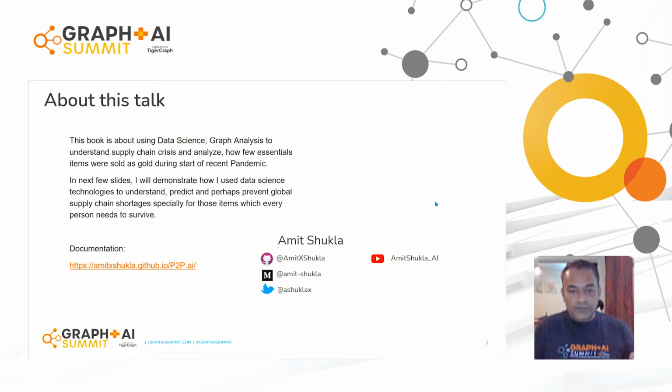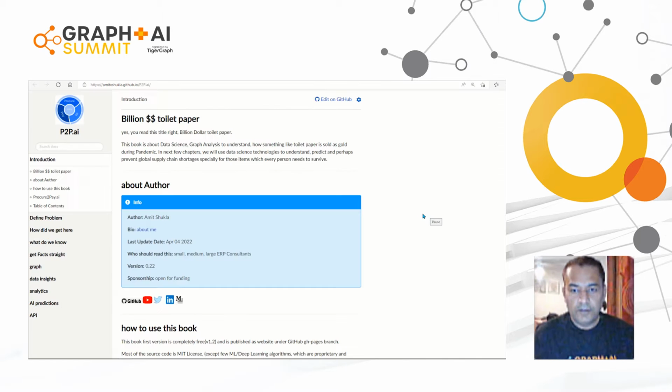Whatever I'm going to discuss today and all the ERP implementation, everything is included in the documentation, and you will be able to find the entire source code in my GitHub repository. The documentation you will see is published under the GH Pages branch of the GitHub repository. As you might notice, this is developed in Julia language. However, I could have used Python.